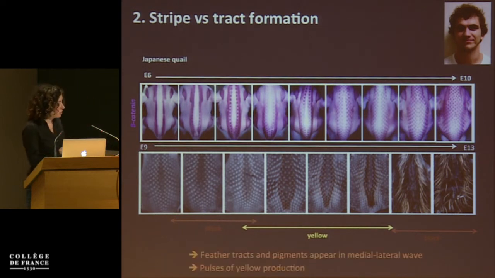So what Richard has shown here is that there are 2 sequential waves, medial to lateral waves, in feather tract and pigment production. And during this wave, there is a pulse of yellow production localized in a band in the skin. So the question was, is that pulse triggered by a certain stage of tract differentiation?